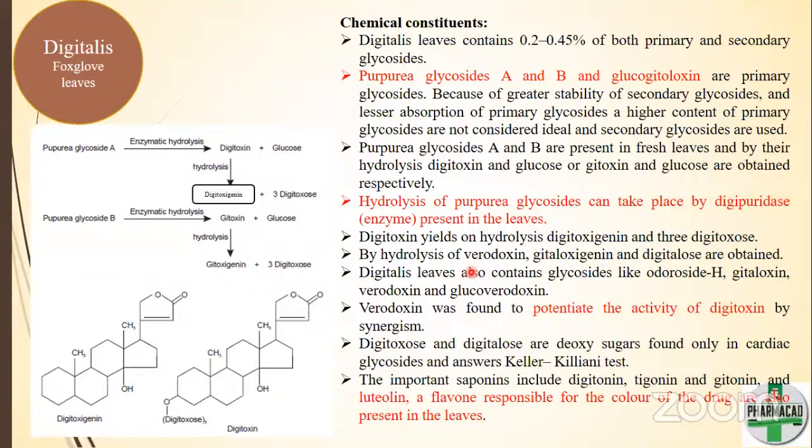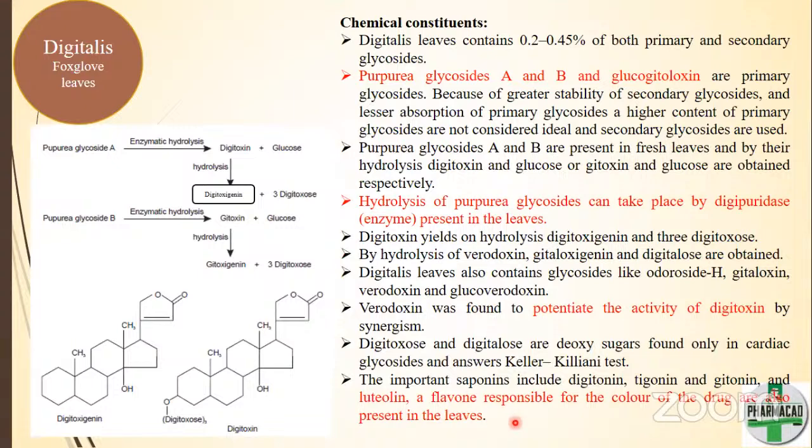Okay, digitoxin yields on hydrolysis digitoxigenin and 3 digitoxose, that is what is given, and by hydrolysis of gitoxin, gitoxigenin and digitalose are obtained. Digitalis leaves also contain glycosides like odoroside H, gitaloxin, gitoxin and glucogitoxin. Gitoxin was found to potentiate the activity of digitoxin by synergism. Digitoxose and digitalose are deoxy sugars which are found only in cardiac glycosides and they answer the Keller-Kiliani test. The important saponins include digitonin, tigonin, gitonin, and luteolin.